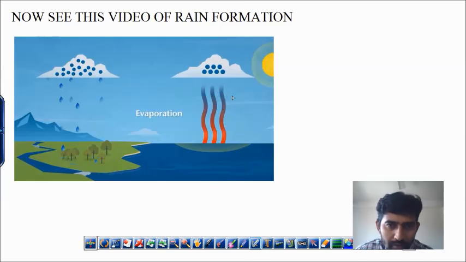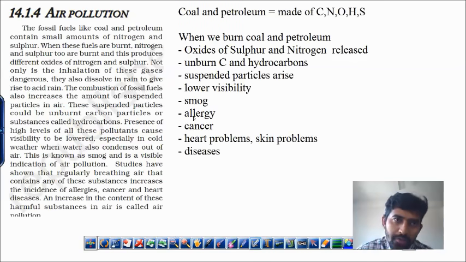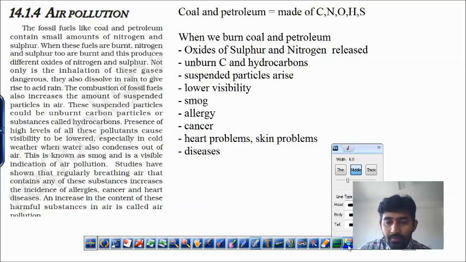That is water cycle or rain formation. Next is air pollution. The biggest pollutants are burning of coal and petroleum. What is coal and petroleum made of? Coal and petroleum is mainly made up of carbon, but it also contains nitrogen, sulfur, oxygen, hydrogen, other elements. And these other elements are a big problem for pollution, mainly nitrogen and sulfur.